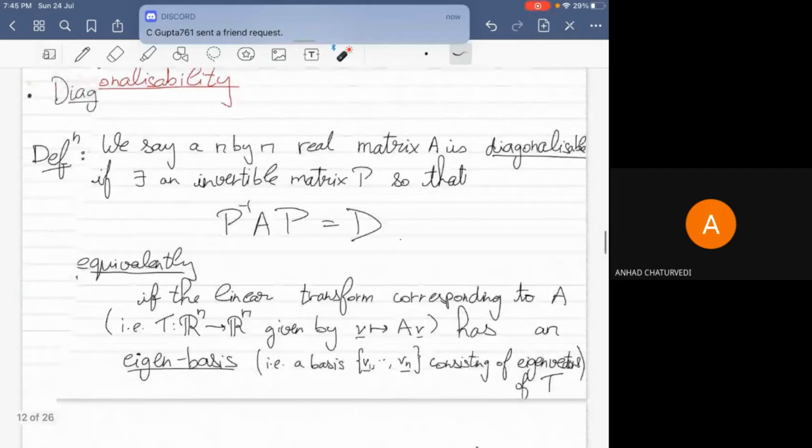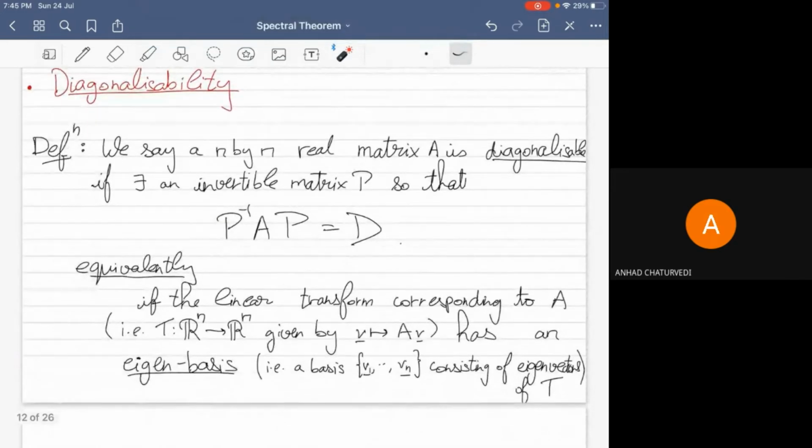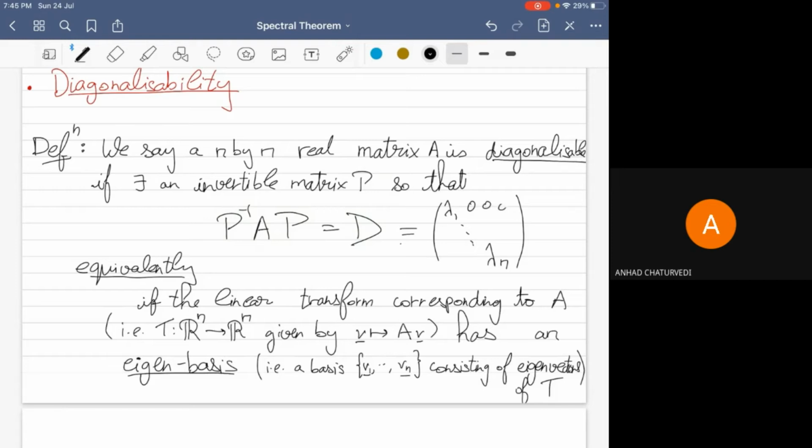So yeah, we did similarity. Now let's motivate diagonalizability a bit. So there are two equivalent definitions. First, let's talk about the matrix one. A matrix A is said to be diagonalizable if there exists an invertible P so that P inverse AP is diagonal. And by diagonal, I mean it has entries only on its diagonal, and the other entries are all 0.